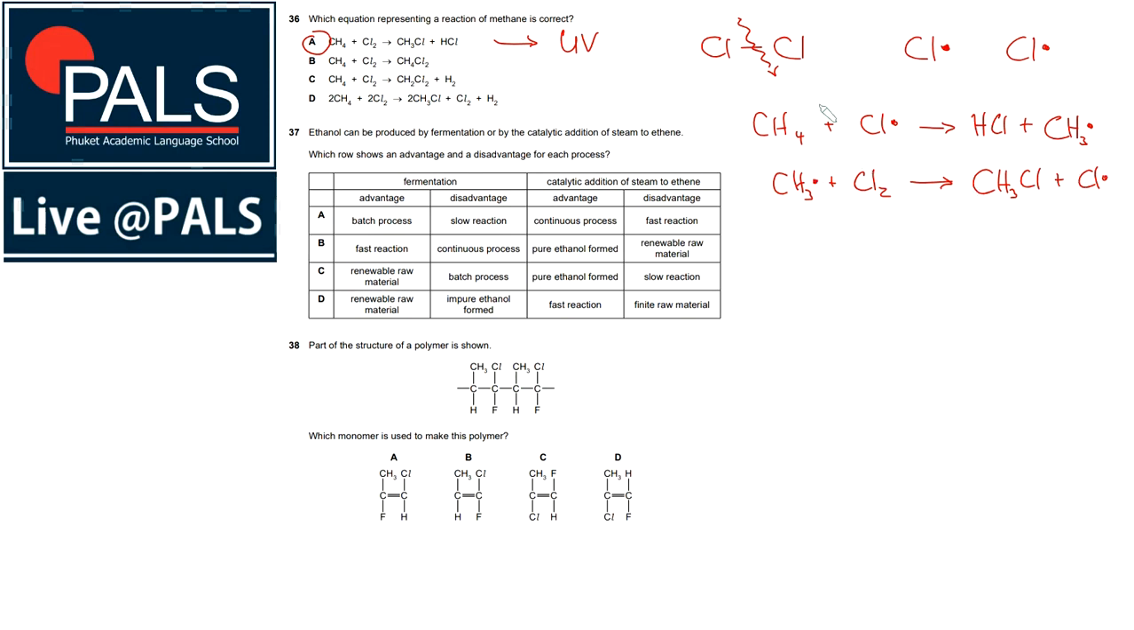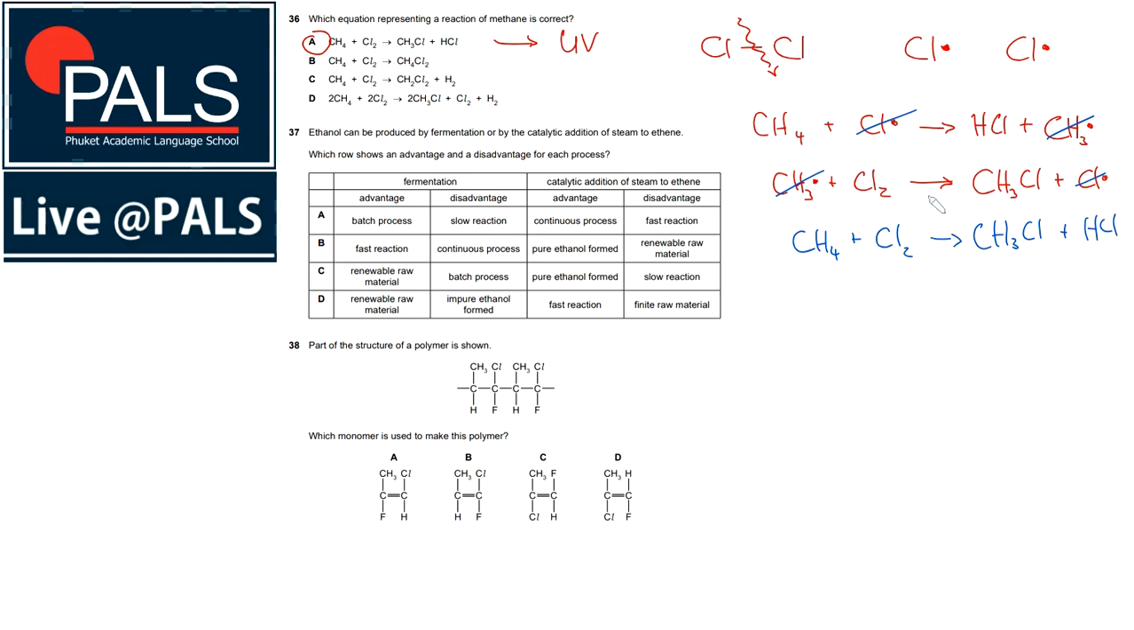If we put these two equations together, we can see that this side and this side, this cancels out, and this cancels out, and we are left with the overall equation CH4 plus Cl2 gives CH3Cl plus HCl. And that is this equation.